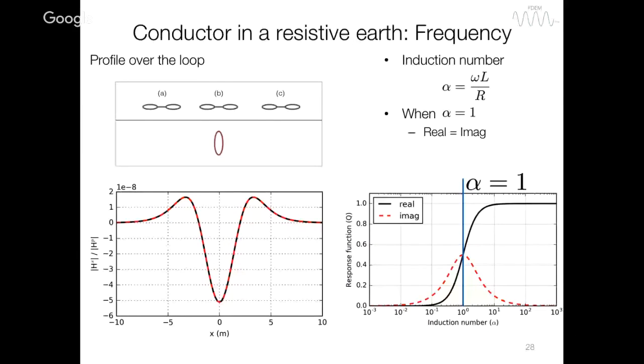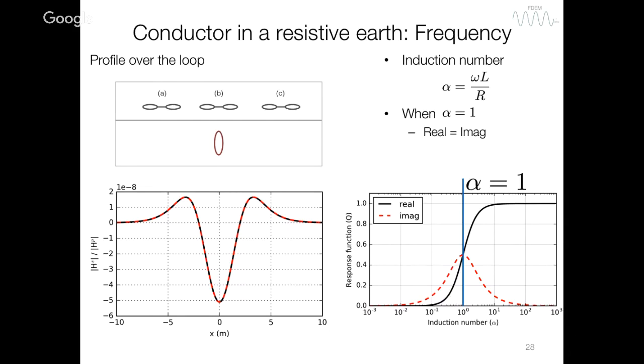So what about this relationship between the real and the imaginary parts? The real is in black, and the red is the imaginary. We have an induction number of 1. With an induction number of 1, the real and the imaginary parts are equal. So that means the lines are simply overlapping. So now we understand everything about this scenario for an induction number equal to 1.